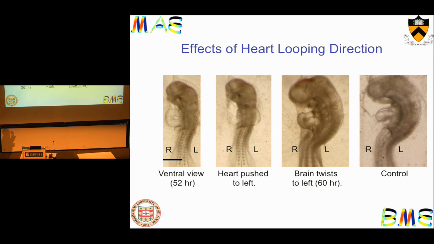So we've done a series of experiments to test this. When the heart is kept on the left side, then the brain twists in the opposite direction. If there's no membrane to keep the heart on the left side, then the heart will return to the right-hand side, and the normal twisting direction will be assumed.